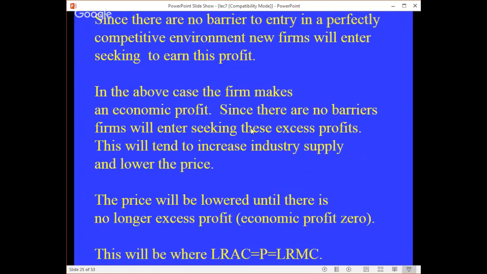Since there are no barriers to entry, when firms in a perfectly competitive market are making an economic profit, and remember, what's our definition of economic profit? Okay. Total revenue minus total cost, that's good, but when we talk about economic profit, we're adding something to the cost. The fixed cost.